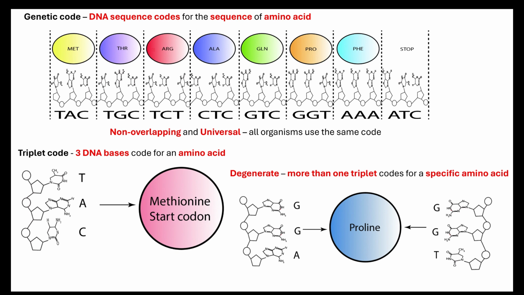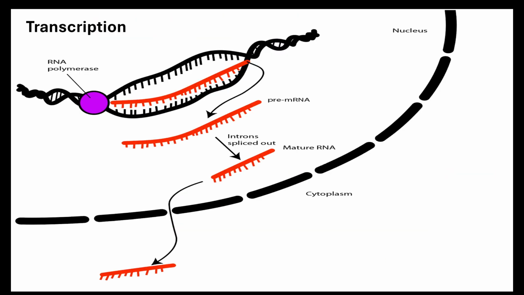Now, there are 20 different amino acids, and yet there are 64 possible combinations of our triplet code. That's why we know that it is degenerate and more than one triplet code will code for a specific amino acid. Okay, so let's look at transcription and the process of transcription.